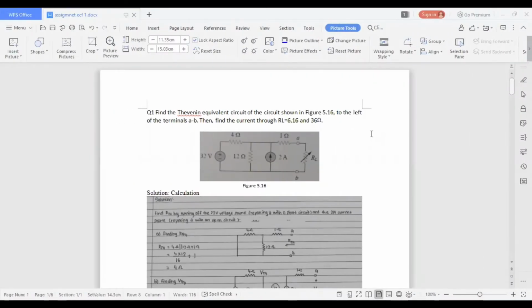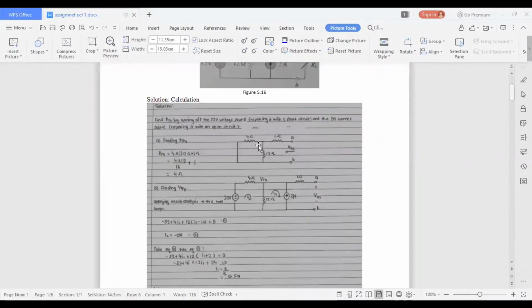Question related to Thevenin theorem. So this question basically asks us to find the Thevenin equivalent circuit of the circuit shown in figure 5.16 to the left of the terminals A to B. Then find the current through RL of 6, 16 and 36 ohm. So this is figure 5.16.